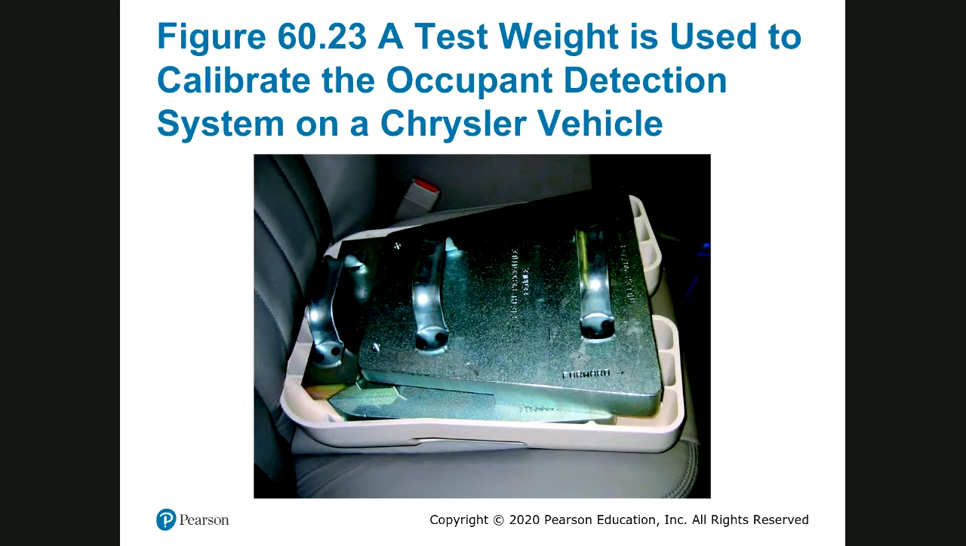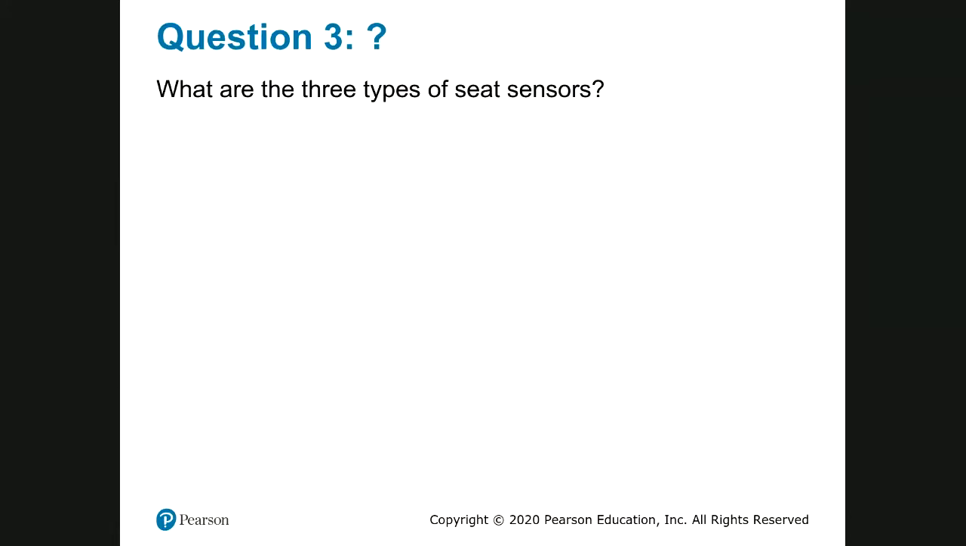This is Chrysler's fake butt. Literally, it looks like somebody's rear end with two legs. That's this bottom plate right here. That's the first one you put on there. Then you put the second weight on there, and then you put the third weight on there. So just be aware that's the test weight used to calibrate the occupant detection system on a Chrysler vehicle. With that being said, that leads us to question number three. What are the three types of seat sensors?